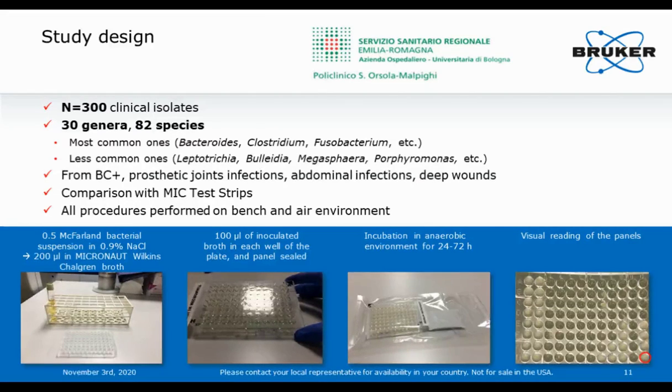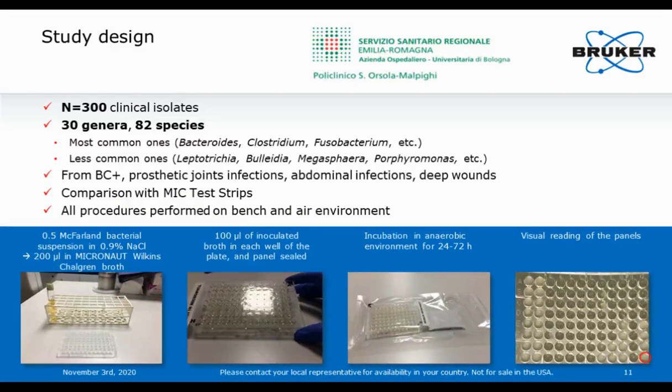Briefly, a 0.5 McFarland bacterial suspension in 0.9% saline solution was prepared, and 200 microliters of it were used to inoculate the MICRONAUT broth. 100 microliters of inoculated broth were distributed in each well of the panel with a multi-channel pipette. The panel was then sealed and incubated at 37 degrees in anaerobic environment for 24 to 72 hours.